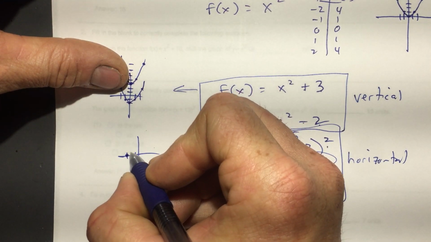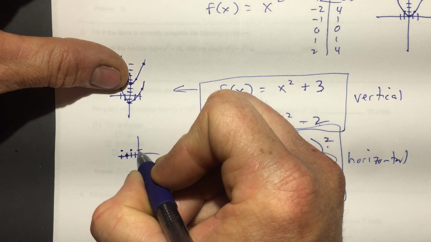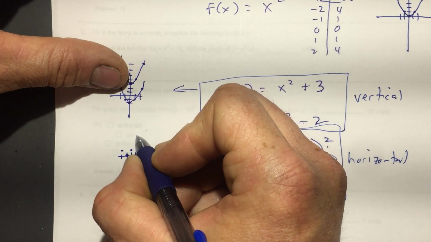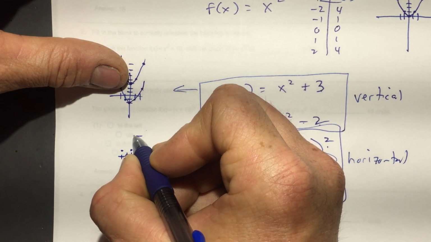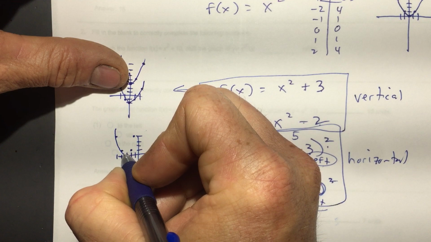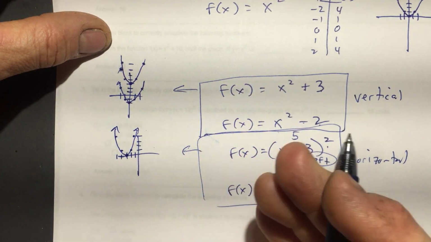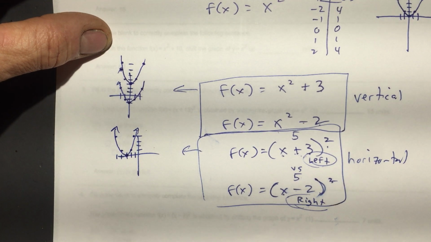And then as I go over 1, it goes up 1. As I go over 2, it'd go up to 4. And as I go back this way 2, it goes up to 4. So you can see the same graph here is formed. I didn't do a very good job, but you can see how it's shifted over to the left.